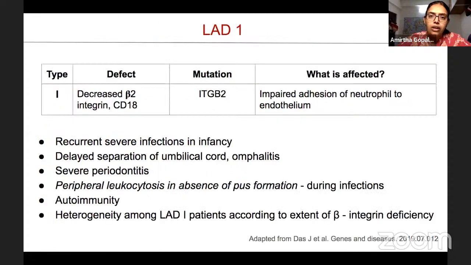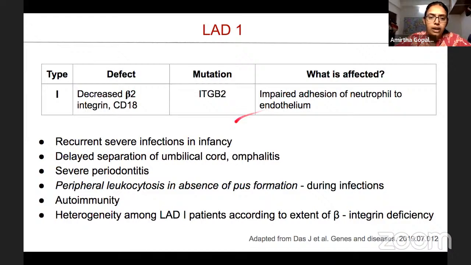So next I'll be talking a little bit about each of the LADs. So we have four forms of LAD. The most common, the most prevalent form is the type 1. So more than 95% of patients diagnosed with LAD have the type 1. So the classic defect in type 1 is a decrease in the beta 2 subunit of the integrin, also known as the CD18. The mutation is seen in the ITGB2 gene. So what is affected is the firm adherence of the neutrophil to the endothelium.